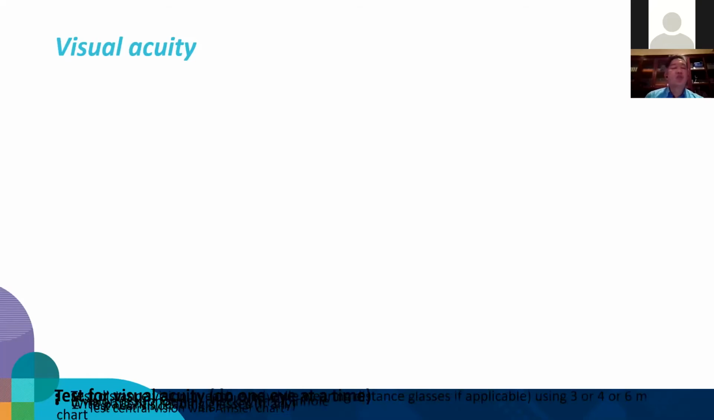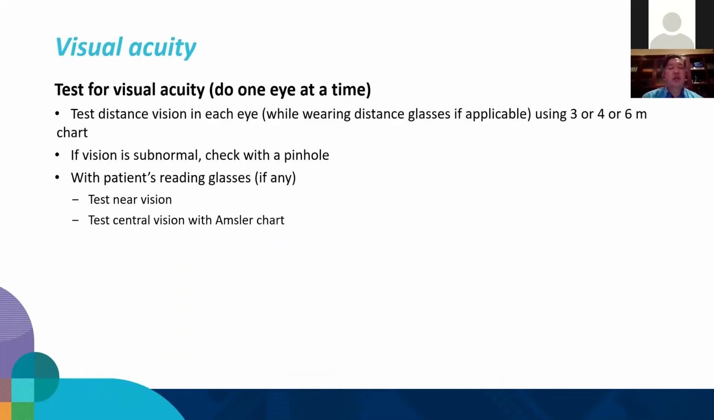So once you've taken the history, you need to test the visual acuity, and you need to do one eye at a time. You need to test the distance in each eye while patients wear their glasses or distance glasses, if applicable, using either a 3, 4, or 6 meter chart. If the vision is subnormal, you place a little pinhole in front of their eyes, get them to look through one of the holes, and read the chart again. And then once you've tested their distance vision, you test their near vision with the patient's reading glasses if they have any. And then you may want to use an Amsler chart as well to test their central vision.